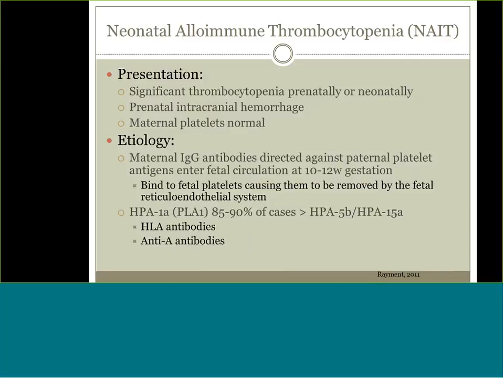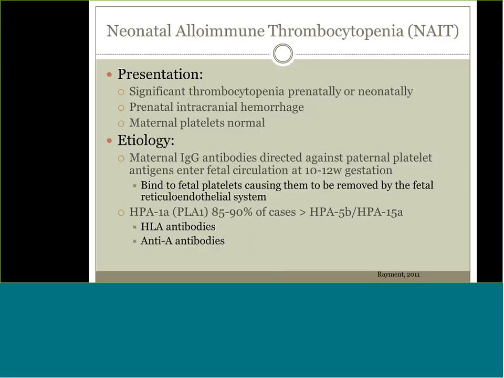The presentation is often significant thrombocytopenia, prenatally or neonatally, and prenatal intracranial hemorrhage. And what's key to this is, again, the maternal platelets are normal. If this was a maternal nonspecific ITP-type antibody that's crossing the placenta, then her platelets may or may not be affected too. Every now and then you'll get fooled if mom has a history of chronic ITP and she's had a splenectomy, then the infant may be more disproportionately affected than the mother.